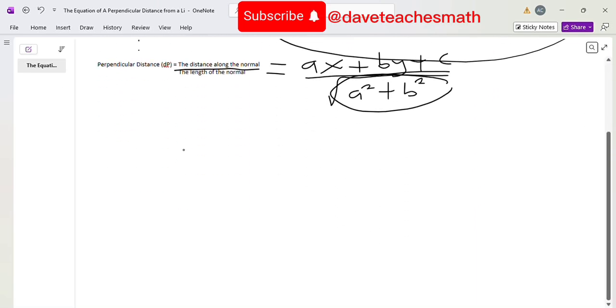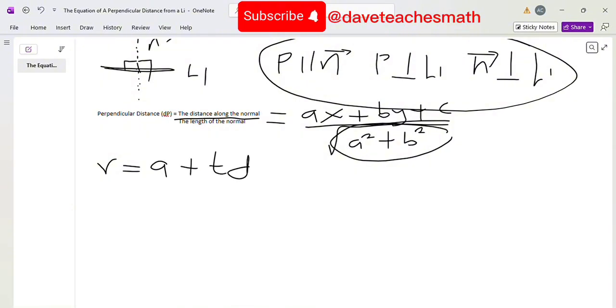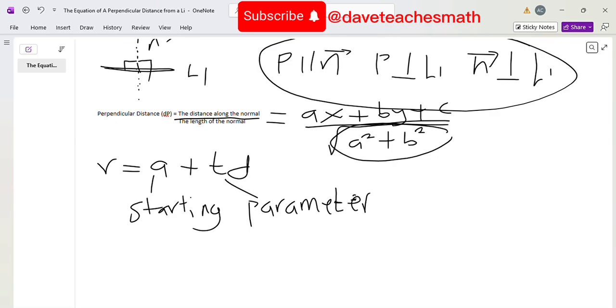So let's get into it. If you have an equation, let's say the equation of a line, r equals a plus td, where a is the starting point, t is the parameter or the scalar, and d is the direction vector.